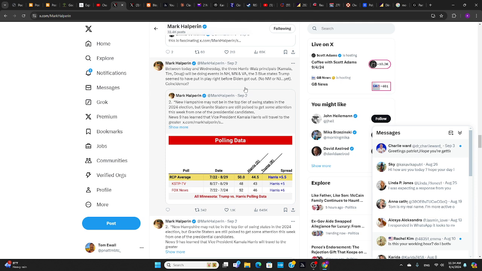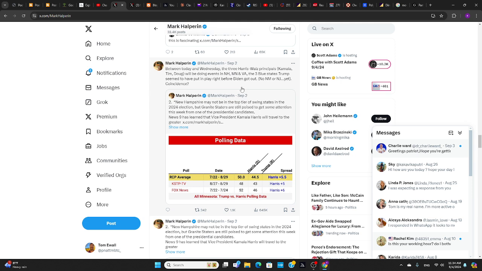This is a really good thing to follow: where the campaigns are buying ads, what states they're buying ads in. So if you see that the Harris campaign, for example, is buying ads in New Hampshire, Minnesota, and Virginia, that's not a good sign. Similarly, if the Trump campaign were buying ads in, say, North Carolina or Florida, Texas, places like that, then that would be a bad sign for the Trump campaign.